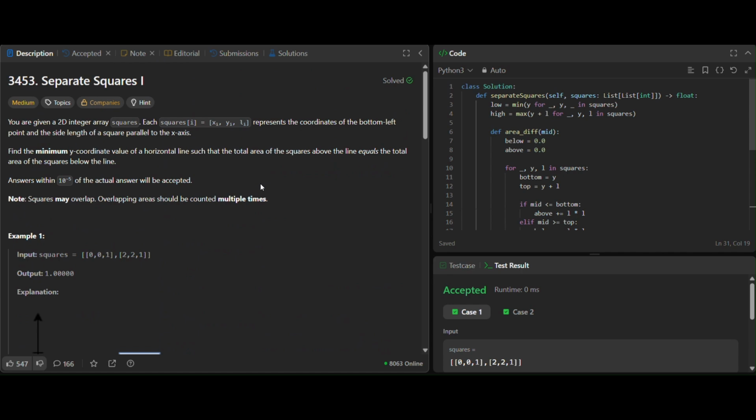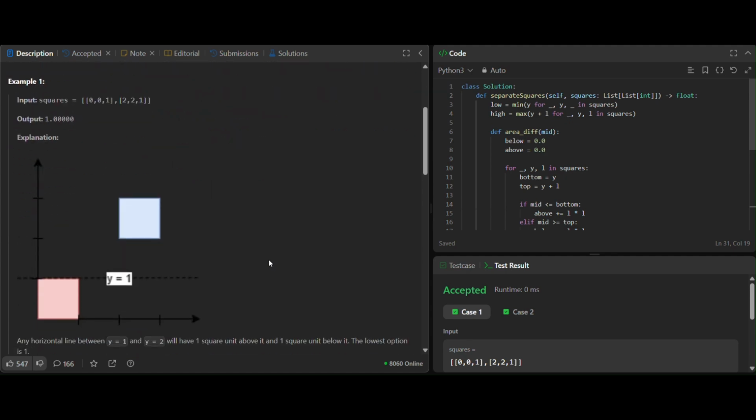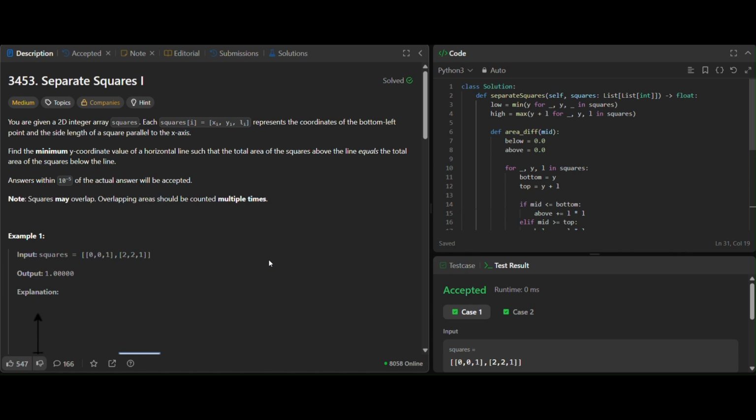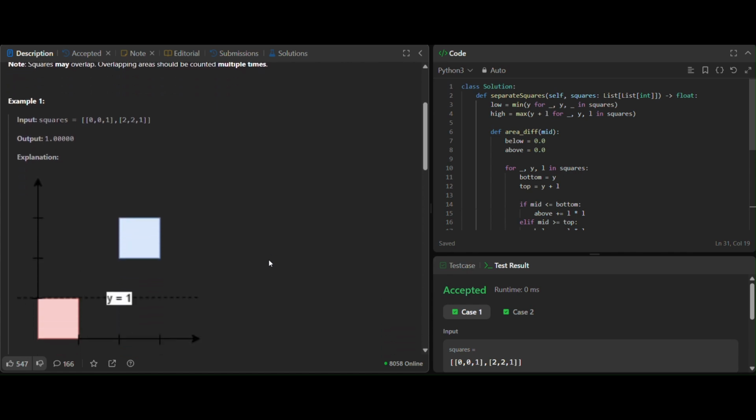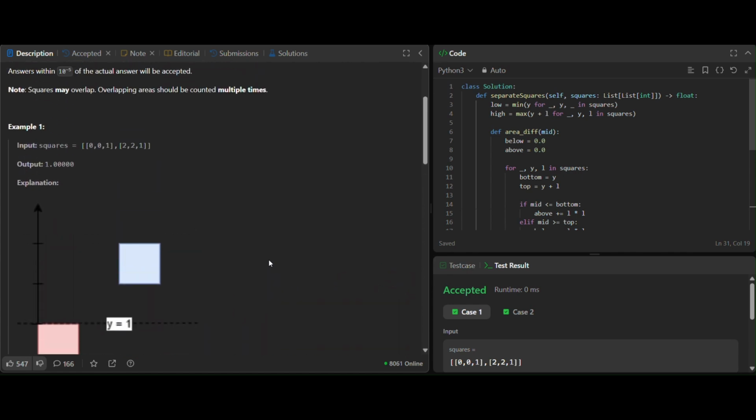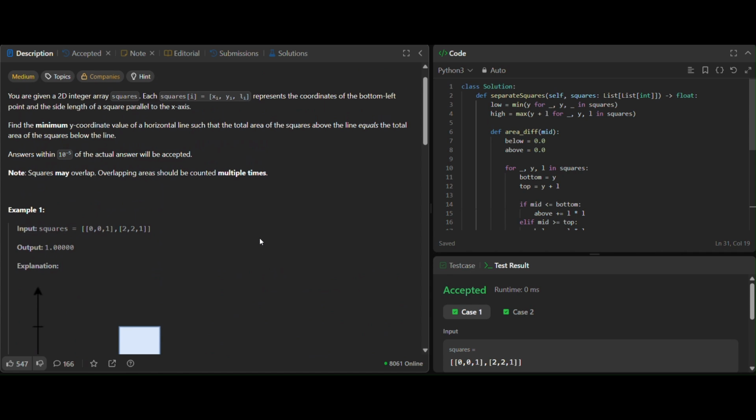overlap. We're given several axis-aligned squares on a 2D plane. Each square is described by x, y, l, where x, y represents the bottom left corner, and l represents the side length. Our goal is to find the minimum y-coordinate of a horizontal line such that the total area of all squares above the line equals the total area of all squares below the line.